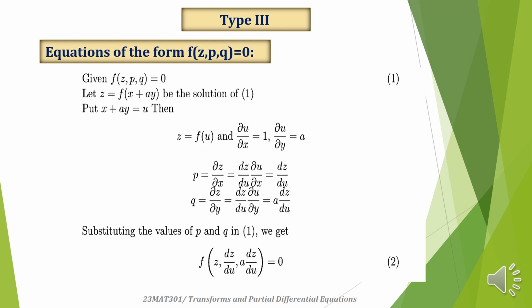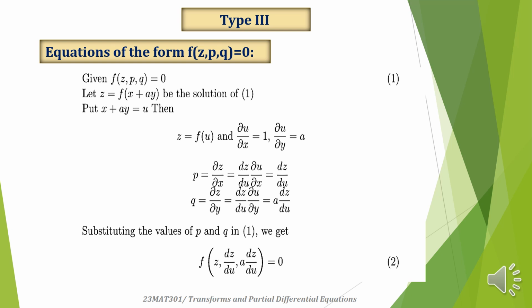Now for u equal to x plus ay, first you have to partially differentiate it with respect to x. So dou u by dou x is equal to 1, and likewise if you partially differentiate with respect to y, you will get dou u by dou y is equal to a. Let p be dou z by dou x, which we found in the previous classes. We split this as dou z by du into dou u by dou x. Since dou u by dou x is 1, you get p equal to dz by du.